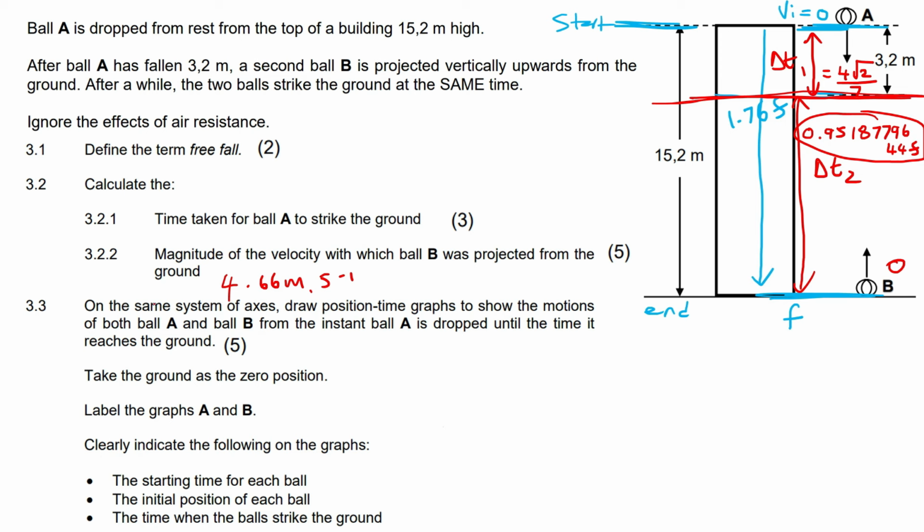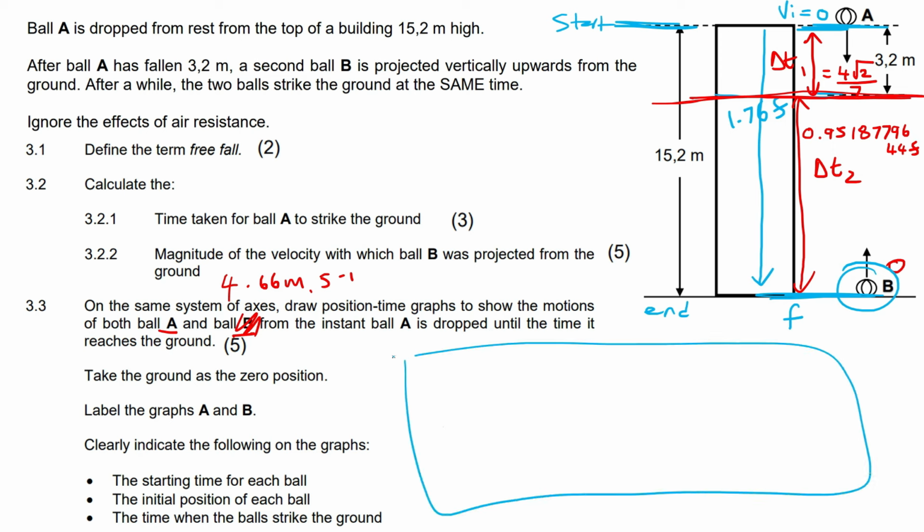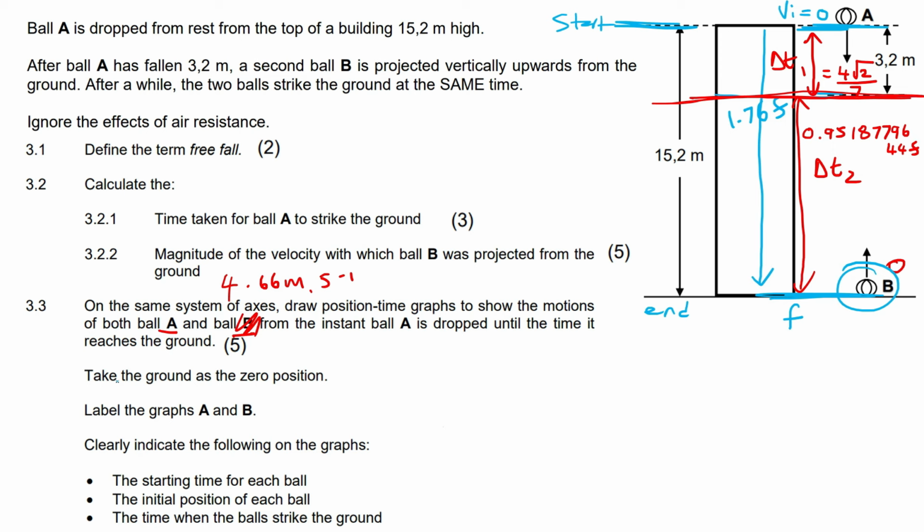Okay, so what do they want? On the same system of axes, draw position time graphs to show the motion of ball A and ball B from the instant that ball A is dropped. Now, what's important when you draw these graphs is what you decide as positive. They've asked us to take the ground as the zero position.